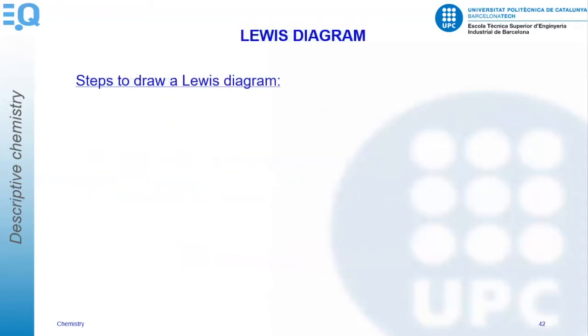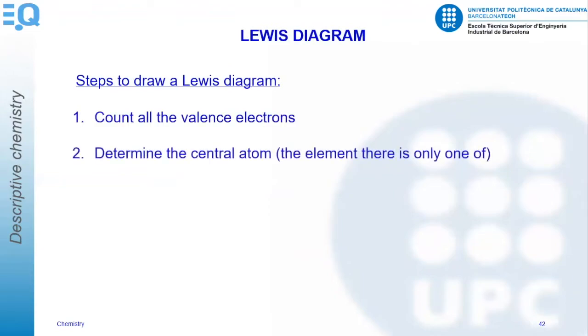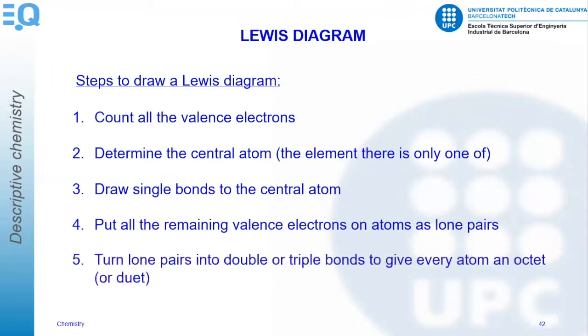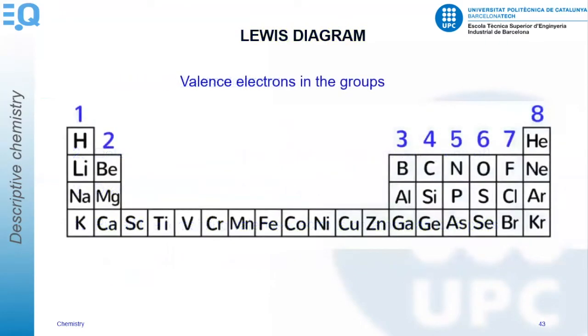Now, what are the steps to draw a Lewis diagram? Number 1 would be to count all the valence electrons. Number 2 is to determine the central atom. Number 3 is to draw a single bond to the central atom. Number 4 is to put all the remaining valence electrons on atoms as lone pairs. And number 5 is to turn lone pairs into double or triple bonds to give every atom an octet or duet. As we can see in this representation of a periodic table, we can see how many valence electrons each atom would have depending on where it's found.